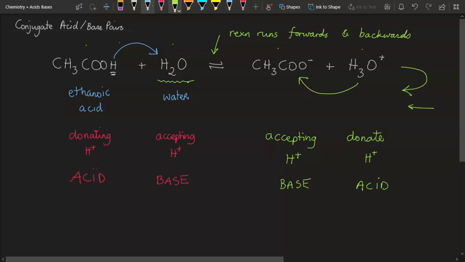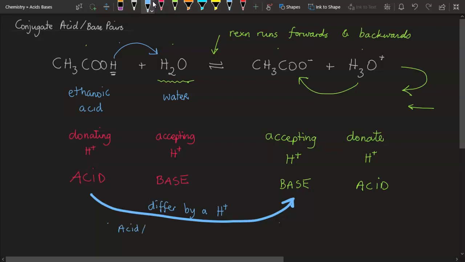The final thing that you have to do is look at pairing them up. So you're going to pair the two substances that are essentially the same, but only differ by a proton. So for example, this one and this one. The only difference between the two of these is that they differ by a proton. You have CH3COOH on the left and you have CH3COO negative on the right. This is what's called an acid-base conjugate pair.